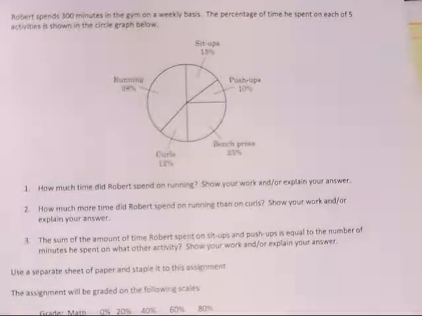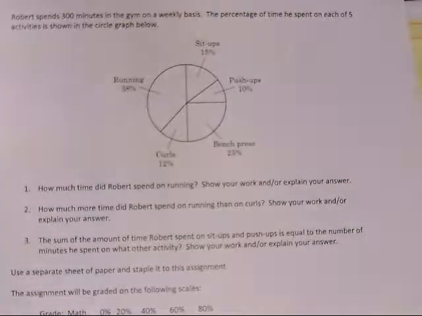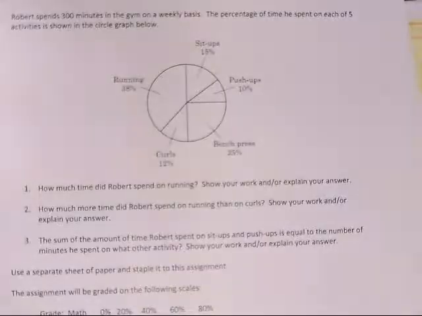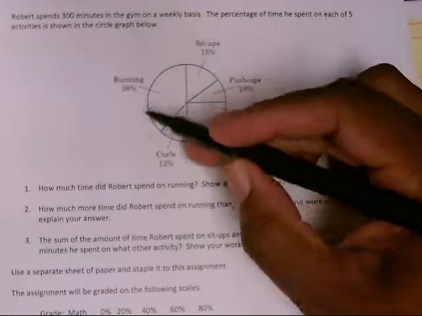Okay, in this video I have a sample of the third writing assignment that's due in class. This will give you an example of how to complete that assignment. Here we have Robert spending 300 minutes in the gym on a weekly basis. The percentage of time he spent on each of 5 activities is shown in the circle graph below, as you can see here.